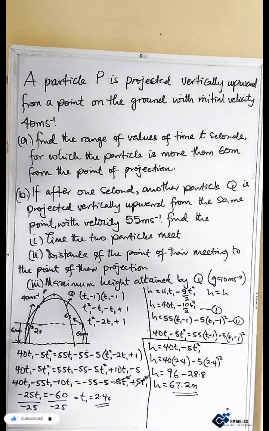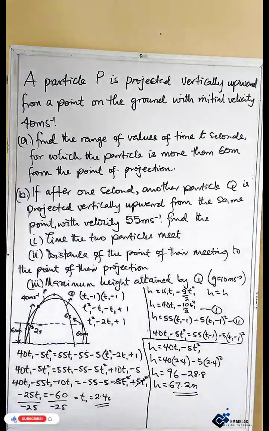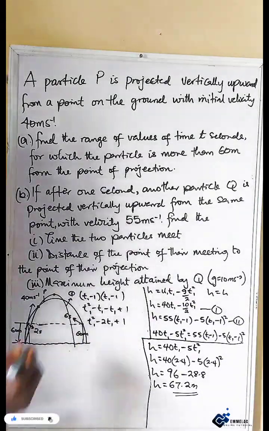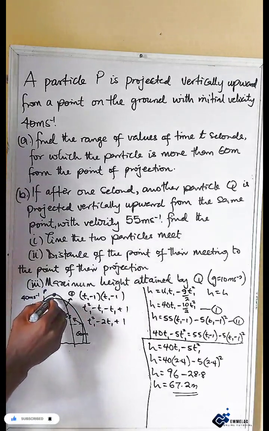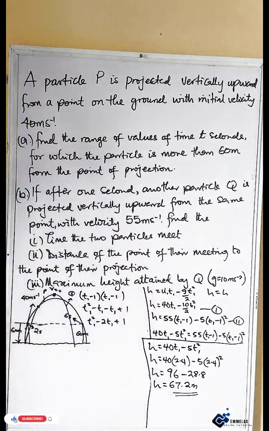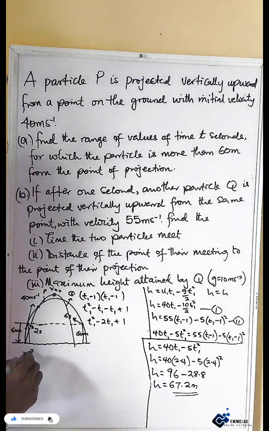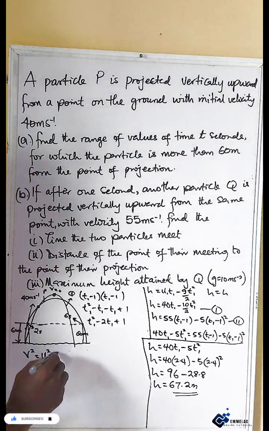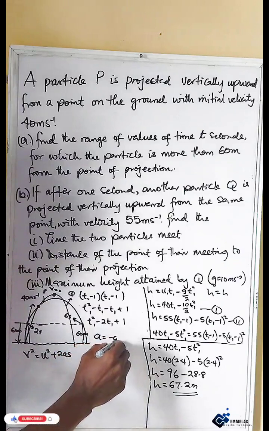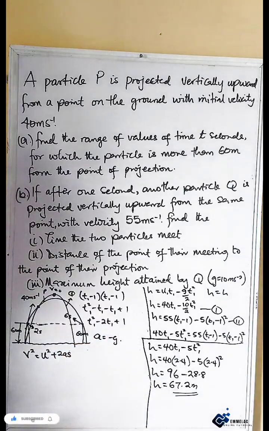Now we'll move to B3, the maximum height attained by Q. To this end, take note, at the maximum height of Q, V is 0, because at this point it is stationary. So we'll be making use of this equation, V squared equals U squared plus 2AS. Let us recall also that our A here equals negative g, and our V equals 0.